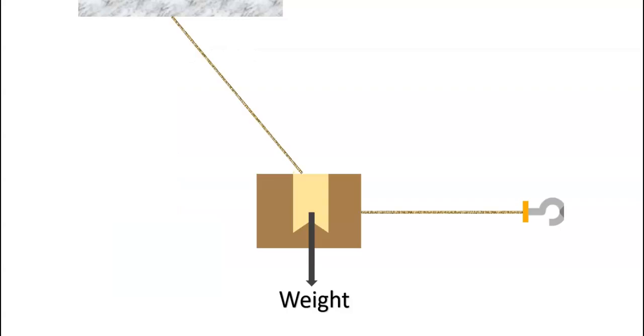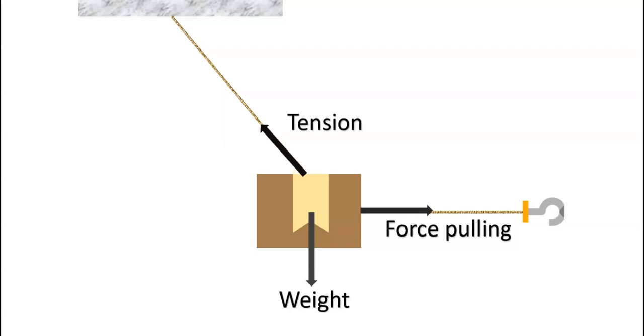Now let's put our knowledge of the various forces together. For this case, the forces acting on the box are a downward weight, an upward tension, and a pulling force towards the right, acting on the box. If these three forces add up to be zero, then the box will be in equilibrium, that is, not moving.